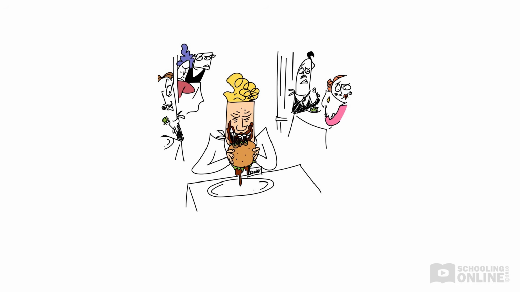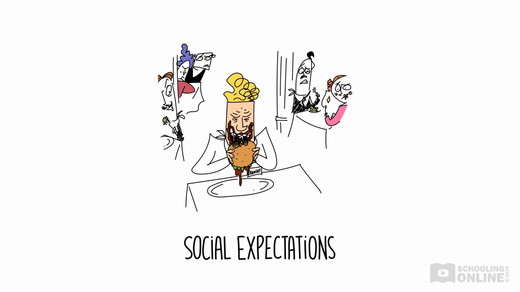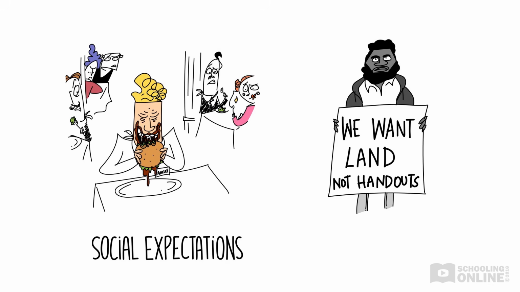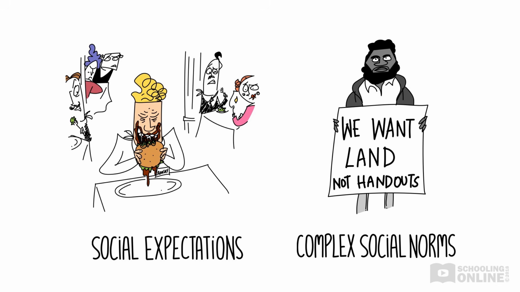For example, there's no law against being a messy eater in a fancy restaurant, but we all follow the social expectation to be polite. And many Aboriginal and Torres Strait Islander people groups have complex social norms about family relationships and caring for the land.